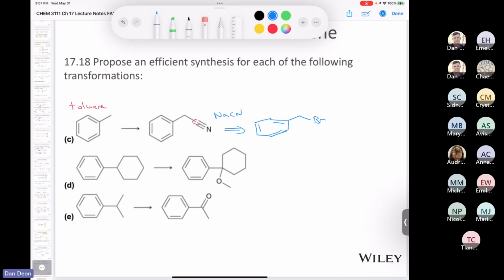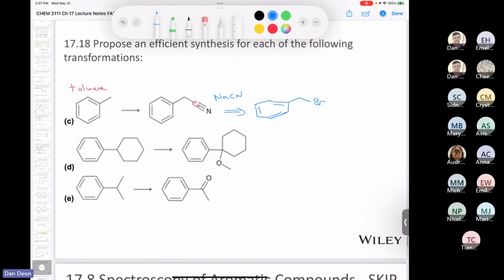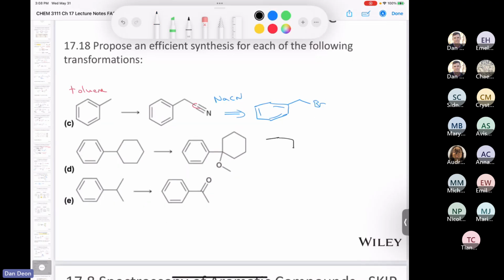So how do we affect this transformation? Well, what we're going to do first is we're going to take our toluene molecule and we're going to do a benzylic bromination. So to do that, we treat it with NBS, N-bromosuccinimide, and that will make our benzyl bromide molecule. And then in the very last step, we're going to treat that with sodium cyanide. So CN minus. And that's just going to do an SN2 reaction on here. And that is going to give us the product just like that.